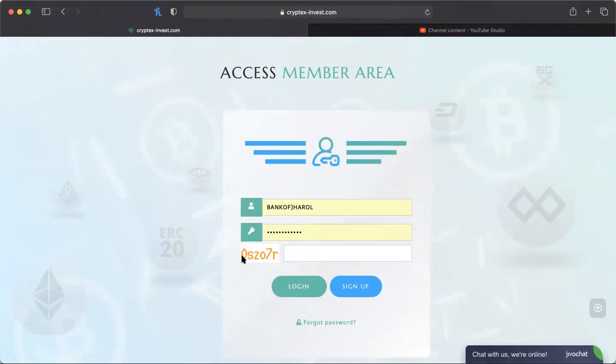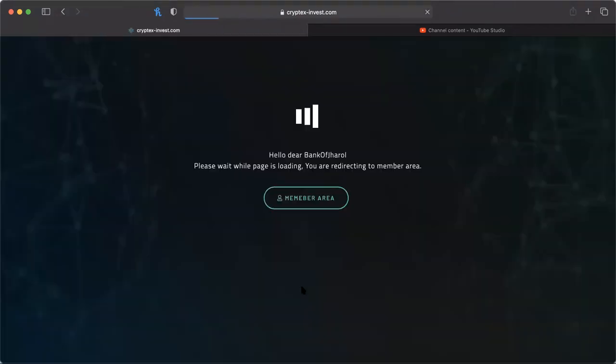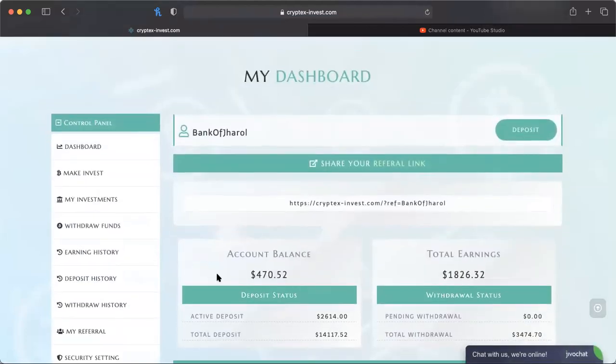But this is called a CAPTCHA code, okay? This is a security feature that helps keep people from getting hacked by robot hackers out here that are trying to steal your information and your crypto, all right? So you want to put in this code to sign in, and when you do that correctly, it will realize, hey, this person is an actual human. Let's let them in, all right?